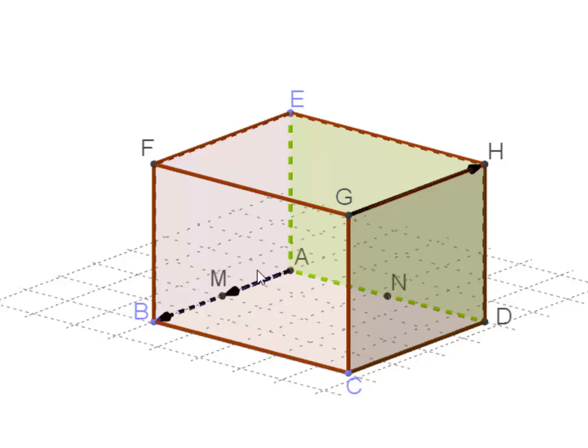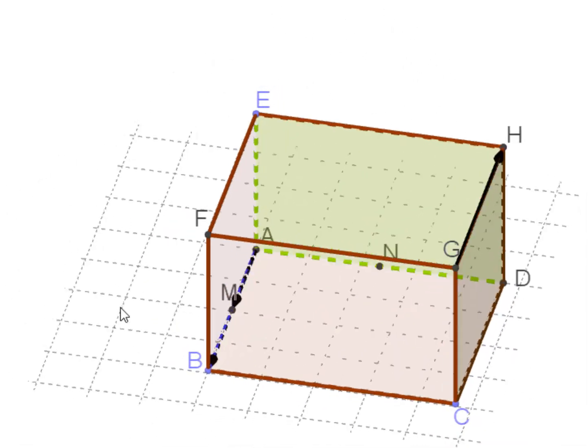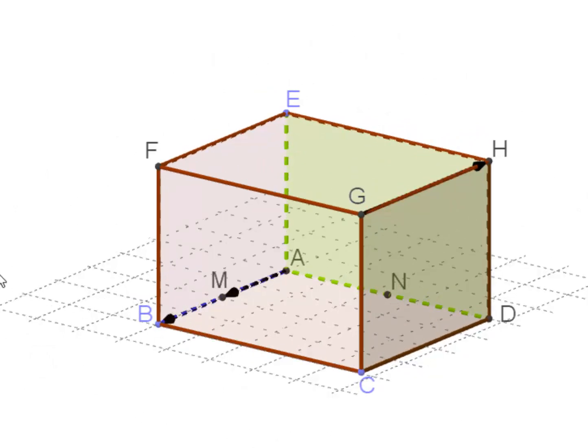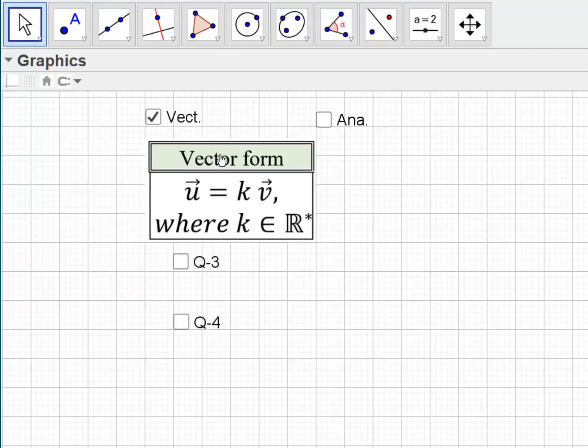Okay, what about vectors AM and GH? Are they collinear? Yes, they are, because AM and GH are vectors on opposite edges of a rectangular prism. Okay, let's go to now the other form. Do you remember it? Of course, it's finding a vector relation between the vectors.